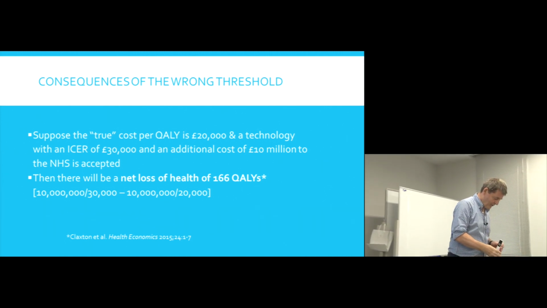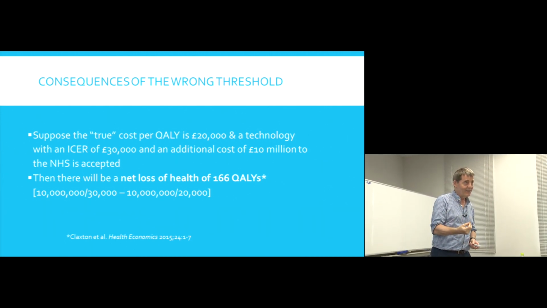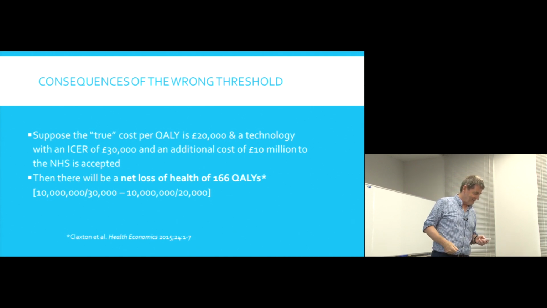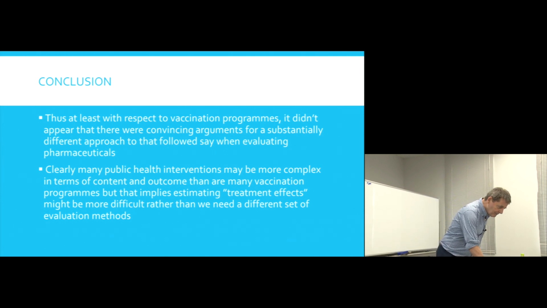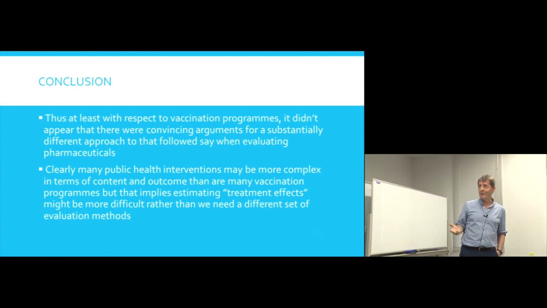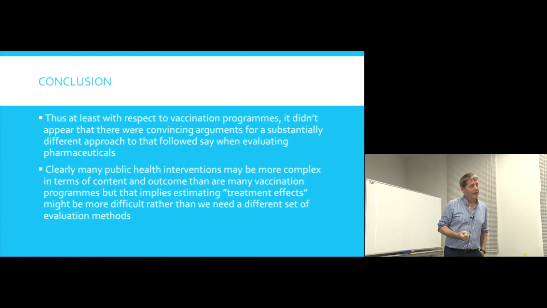So this working group said, look, for the threshold, we really should be much more realistic and use a threshold in line with the evidence. Not a popular view with the pharmaceutical industry. Anyway, so in conclusion, we decided, at least with respect to vaccination programmes, there weren't enough convincing arguments that we should use a different approach from the one we use when we evaluate pharmaceuticals. There are some differences with vaccination, immunisation, but not enough to say we should be using a different set of methods.